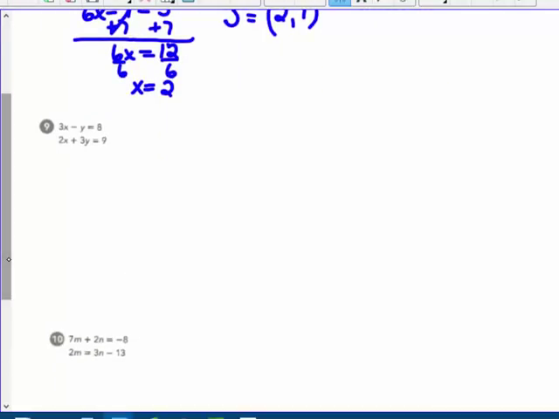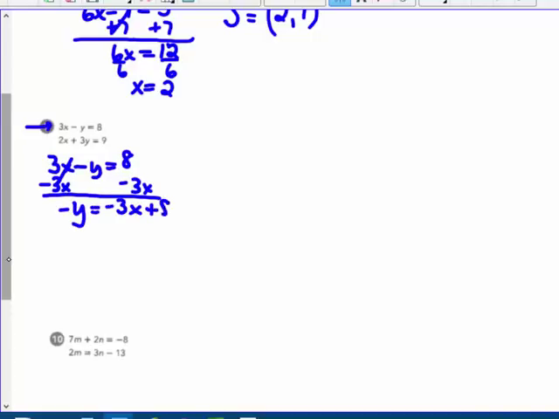Oh, this would be a better one to eliminate, but it says you have to do it using substitution. So I'm going to solve this top equation for y equals. The first thing that I need to do is move the 3x over, because I don't want that with my y equals. Careful, careful, careful.